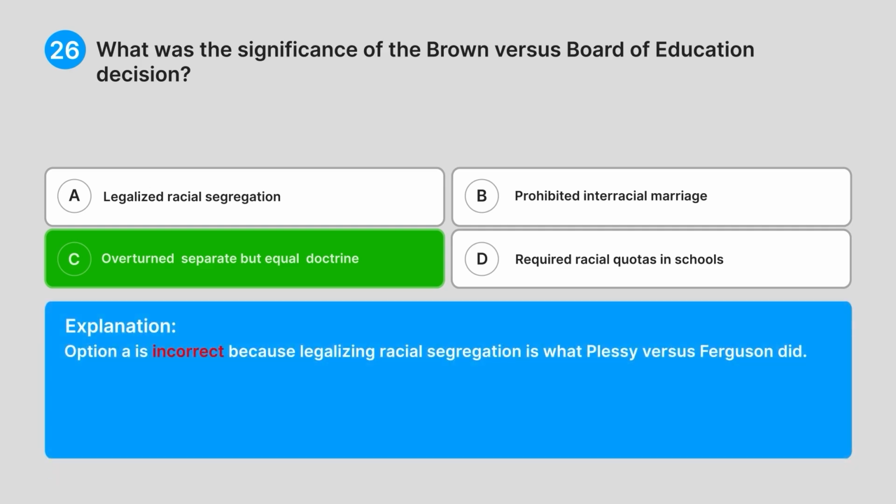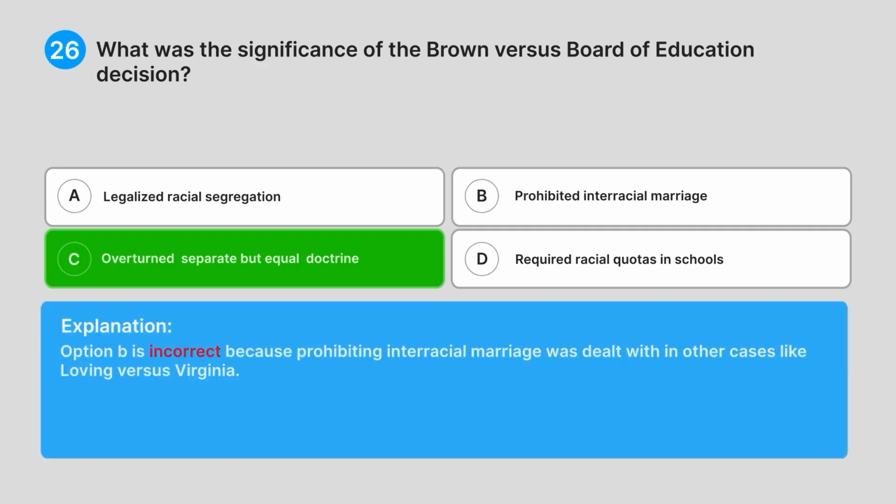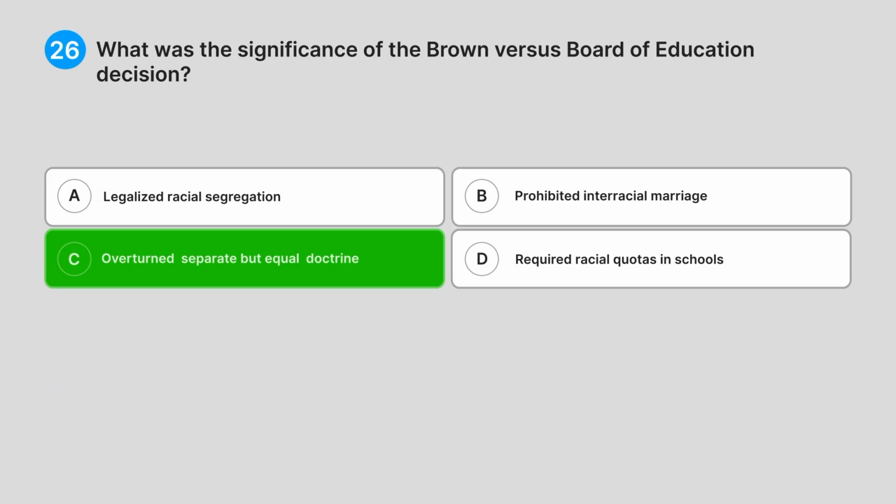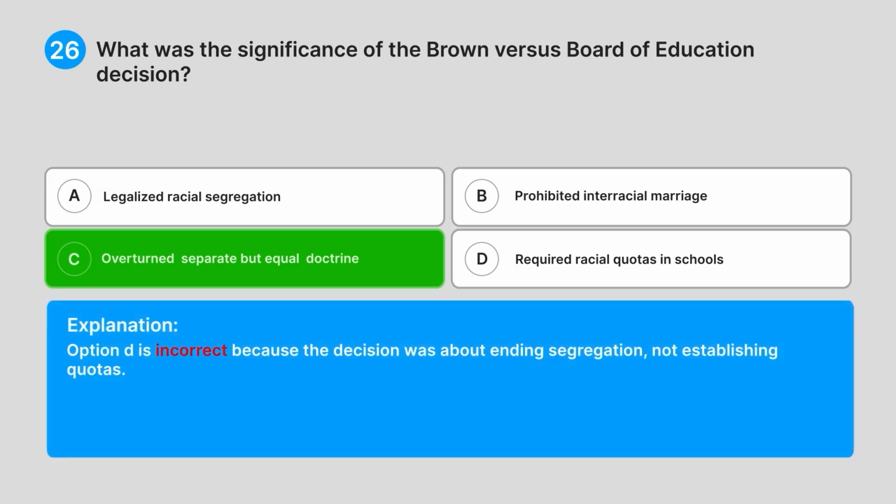Option A is incorrect because legalizing racial segregation is what Plessy versus Ferguson did. Option B is incorrect because prohibiting interracial marriage was dealt with in other cases like Loving versus Virginia. Option D is incorrect because the decision was about ending segregation, not establishing quotas.